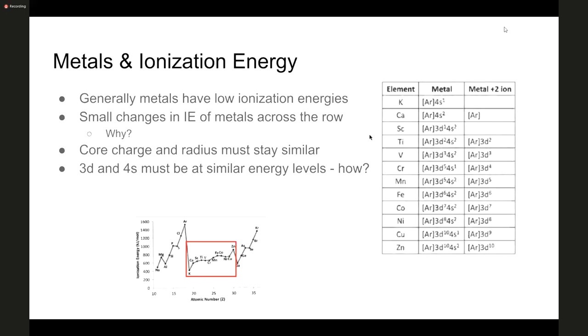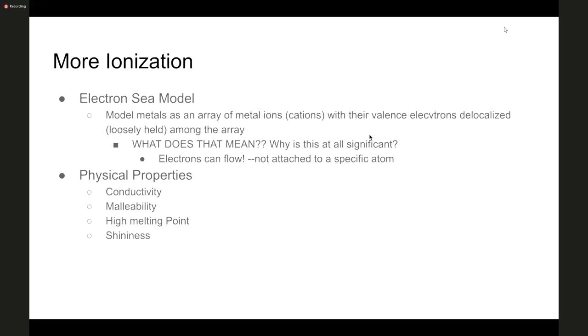Yeah, I think that's this slide. Definitely the electron sea model. So you have your nuclei, and the electrons are very delocalized and are loosely held. The important thing about this is that electrons can flow and are not attached to a specific atom. And then you get these four properties coming up: conductivity, malleability, high melting point, and shininess. Does anyone want to take one or two of these properties and explain them?